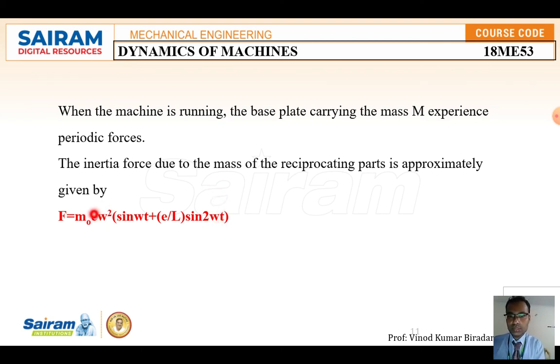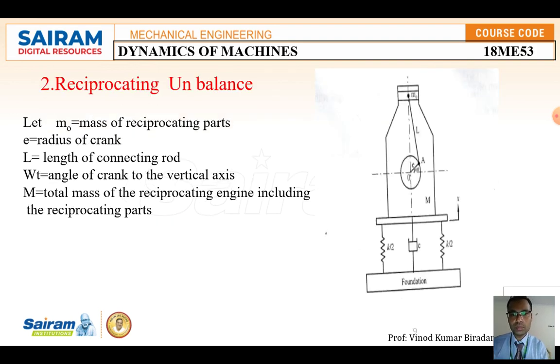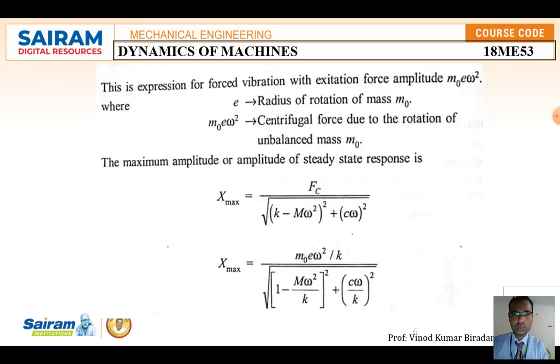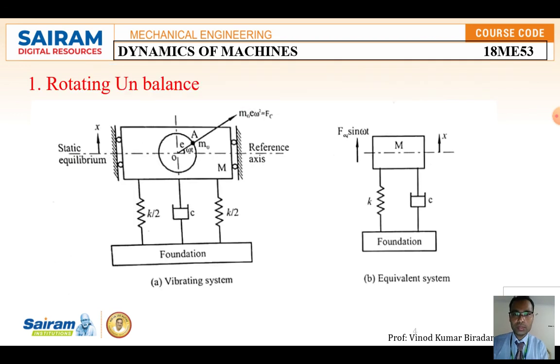This is the centrifugal force, this is the harmonic force, e is the eccentricity, that is the displaced position, l is the length of the connecting rod, and the second term is the harmonic sin 2 omega t. You have to write up to this if they ask in the examination to explain or write a note on rotating unbalance and reciprocating unbalance. This is a very important question, so note down these equations also.